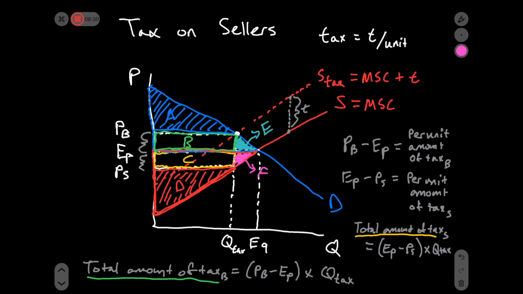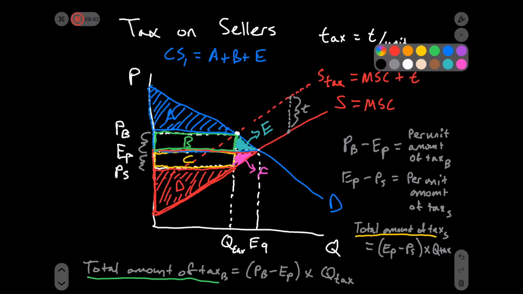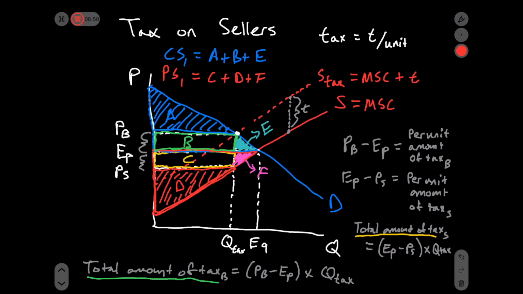Of course, the old consumer surplus, maybe consumer surplus 1, was equal to A plus B plus E. And the original producer surplus was C plus D plus F. The new consumer surplus is just A, and the new producer surplus just D.